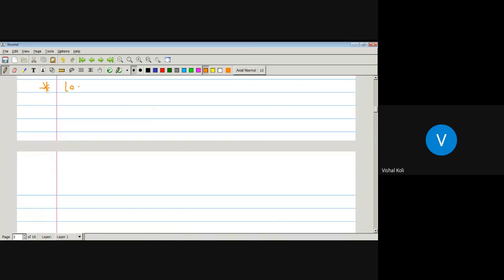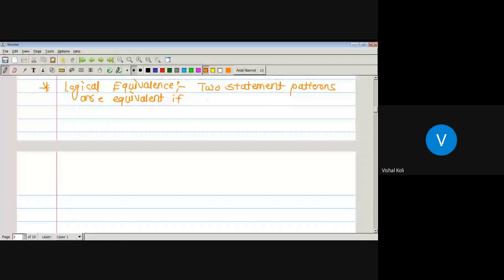Okay, then the next concept is logical equivalence. Two statement patterns are equivalent if their truth tables are identical.